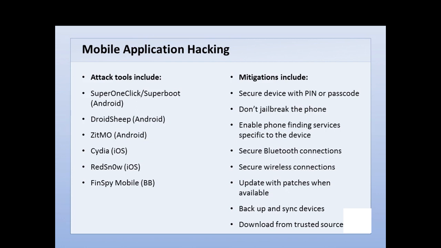Now, there's obviously a lot of mitigations for mobile device security, and they're probably common sense, and a lot of them apply to regular hosts as well. Securing the device with a PIN or a passcode in case you lose it. Don't jailbreak it, because that can open up your phone to root access and allow malicious software and applications to get to the phone. Enable the phone finding service specific to the device. If you lose it, you can find it. Securing your network connections, obviously, is a big one. And also updating the device with patches and downloading software only from trusted sources, and backing it up, of course, is always good. So these are some of the mitigations you could use for mobile devices.